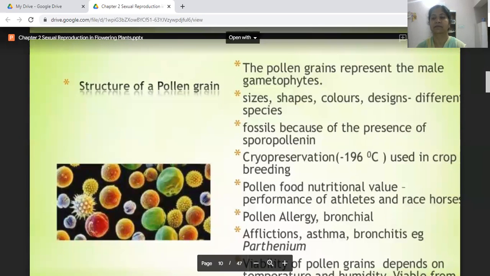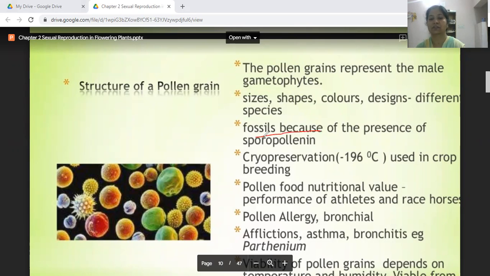Pollen grains represent the male gametophytes. They are the cells which will germinate and produce male gametes. So such cells are called gametophytes. Size, shape, color, and design vary with the species.